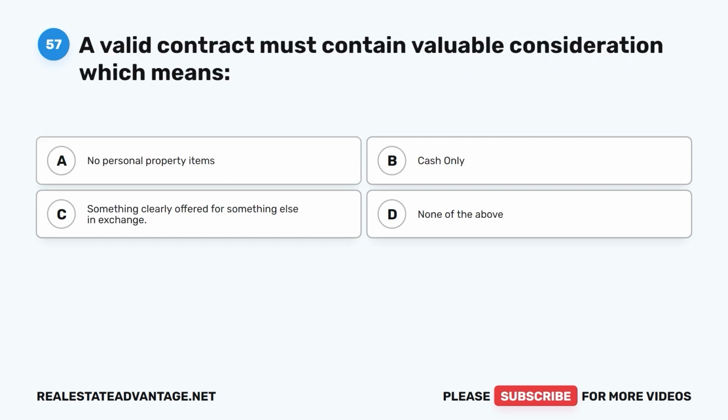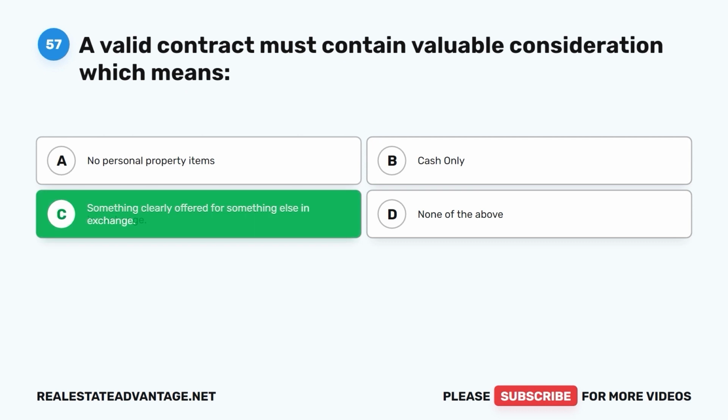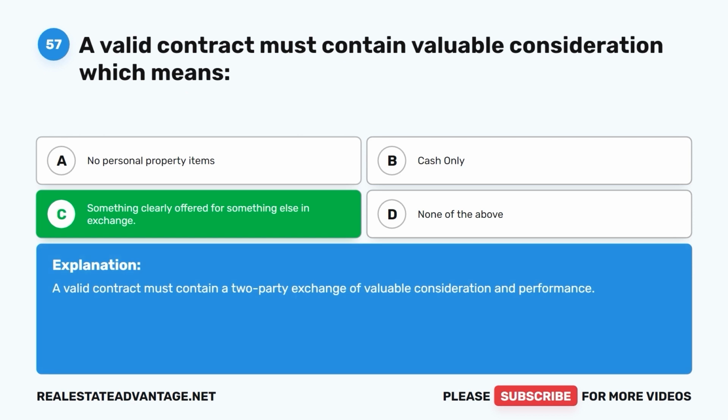Question 57. A valid contract must contain valuable consideration, which means A. No personal property items, B. Cash only, C. Something clearly offered for something else in exchange, D. None of the above. The correct answer is C. Something clearly offered for something else in exchange. A valid contract must contain a two-party exchange of valuable consideration and performance.